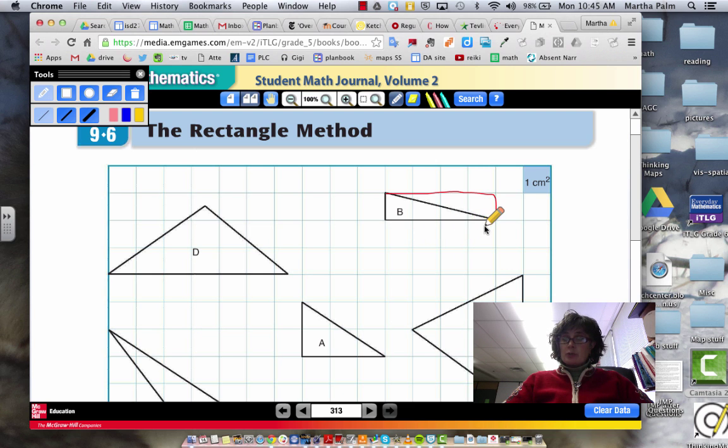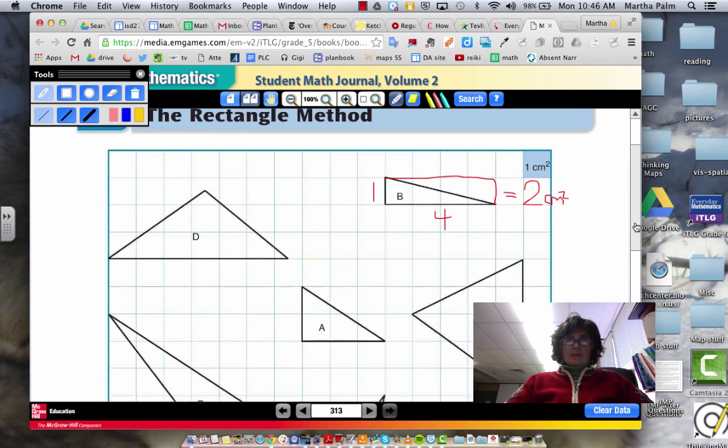So it would be 1, 2, 3, 4. 4, and then it's 1 high here, so it's 1. There we go. And 1 times 4 is 4, correct? Well, that's the area of the whole rectangle. So if you want to find the area of the triangle, you have to cut that in half. So the area for that would equal 2 centimeters. And here's the tricky part. Squared. 2 centimeters squared. I know, I can't write very well on this.